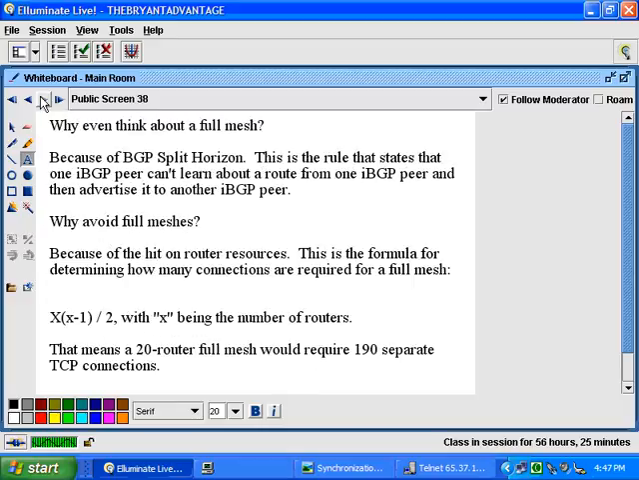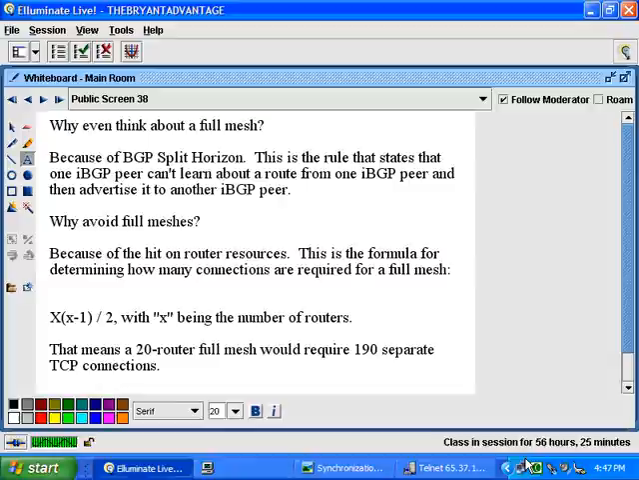Well, let's take a look then at BGP full mesh deployments and why they may or may not be a good idea. And what we have to be concerned about, and we're talking about a full logical mesh here. We're talking about, say, 5 or 50 or 500 routers, all having a logical peering relationship with every other router in the AS. Now that sounds like a bit of a nightmare, and actually it is. So why are we even thinking about it? Because of BGP split horizon.